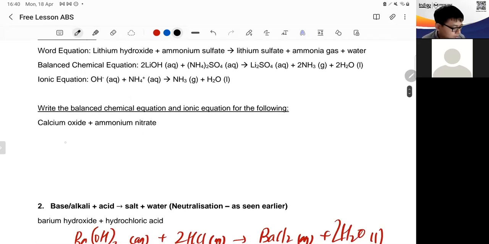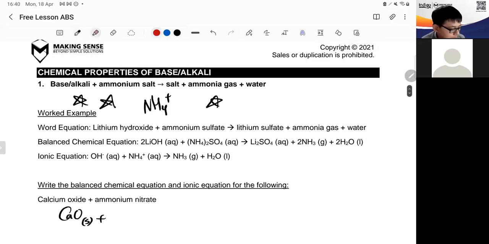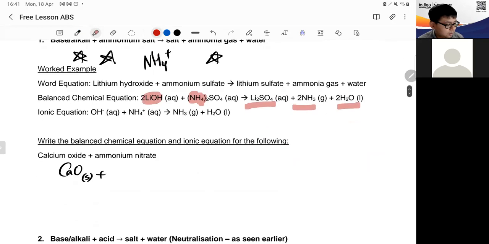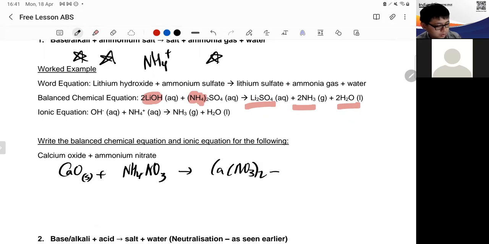This one is a base, alkali, plus ammonium salt gives you salt, water, and ammonia gas. So this one only works for ammonium salts, right? Let's give you an example of how a base could react with an ammonium salt. This is ammonium nitrate. It forms calcium nitrate plus ammonia plus H2O. So that's that. Nothing much here.